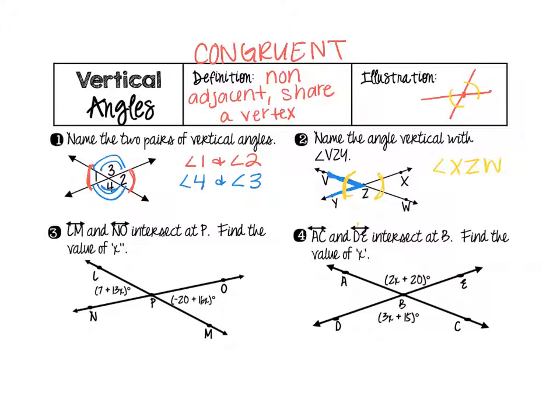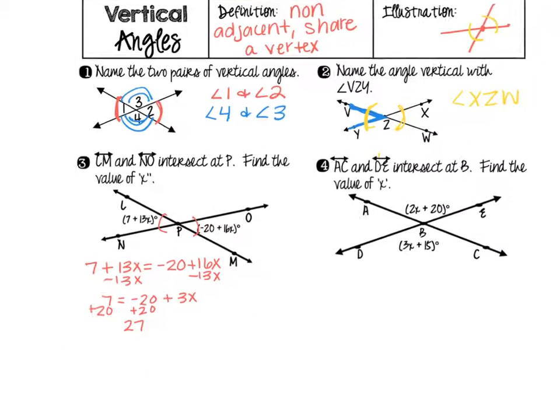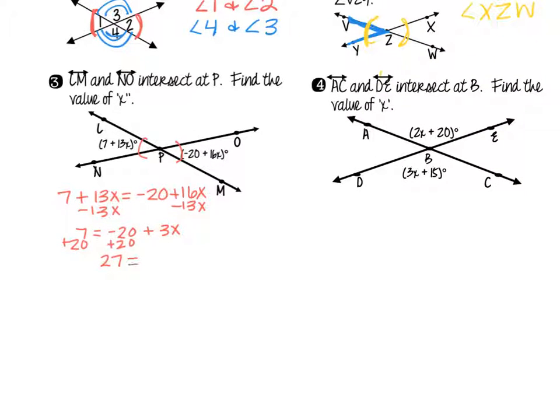So when I look at number 3, I know that these are vertical angles, so they have to be congruent. So 7 plus 13x has to be equal to negative 20 plus 16x. The first thing I want to do here is get my variables on the same side using inverse operations. So I'm left with 7 equals negative 20 plus 3x. Then I'm going to move the 20. So I'm left with 27 equals 3x, divide by 3, and x equals 9.